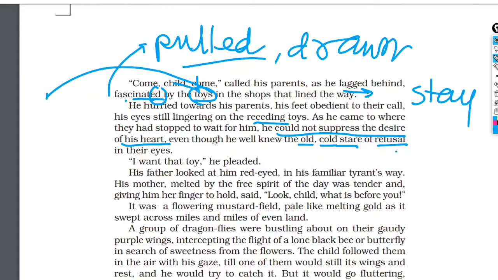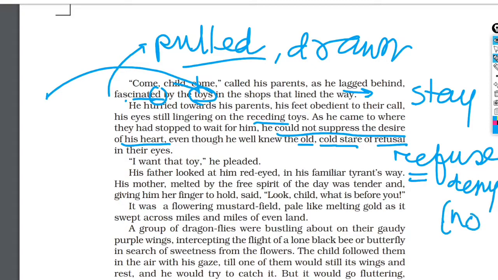Refusal means what, my dear children? Refuse means another form is deny, means saying no, बेटा नहीं होगा, ना बोलना. कोल्ड का मतलब तो जानते हैं, क्रूएल. स्टेयर का मतलब है क्या? लुकिंग विथ अ फिक्स्ड आई, okay, continuously looking at something, means maybe somewhat unhappy.